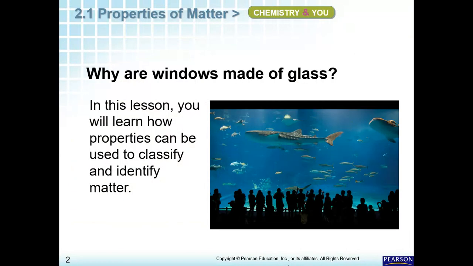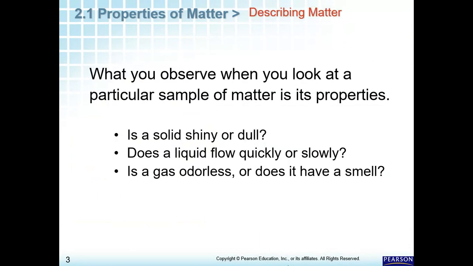So our leading question is, why are windows made of glass? In this lesson, you will learn how properties can be used to classify and identify matter. What you observe when you look at a particular sample of matter is its properties. Basically, anything you can use to describe matter, whether it is qualitative information like descriptions or quantitative information with numbers, we are describing a set of properties.